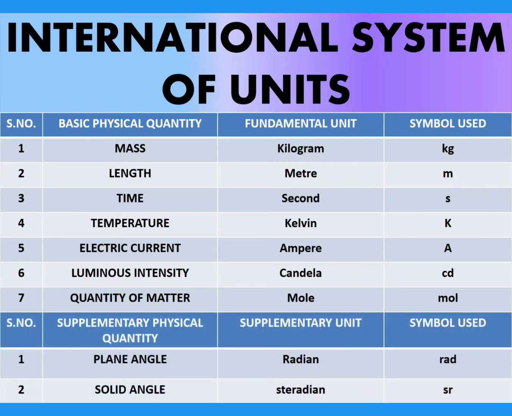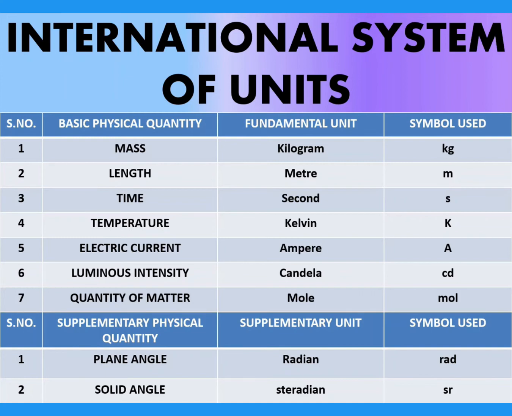Now, International System of Units. There are 7 fundamental units, or you can say base units: mass, length, time, temperature, electric current, luminous intensity, and quantity of matter. Kilogram is the unit of mass, which is represented by the symbol kg.